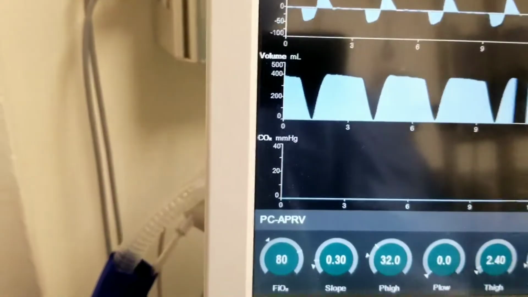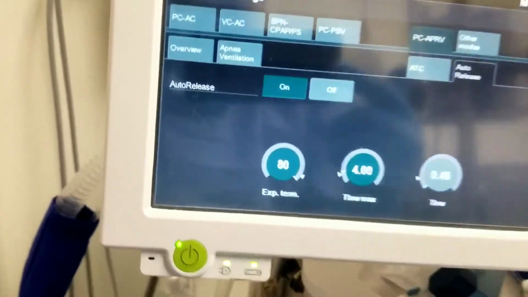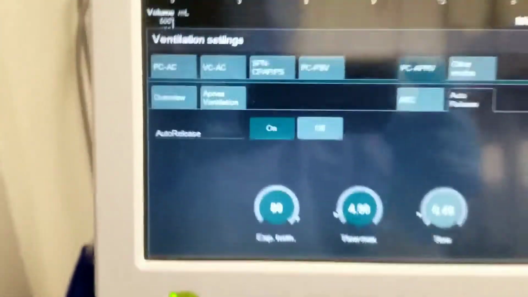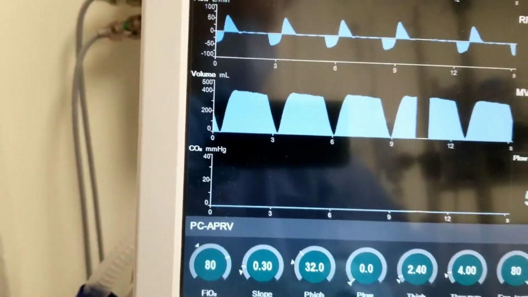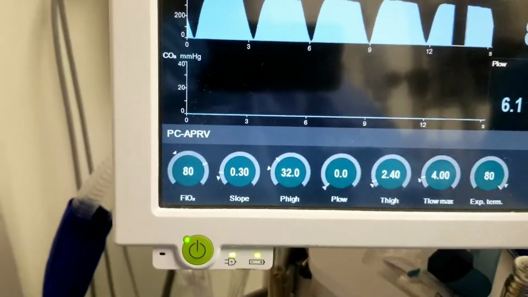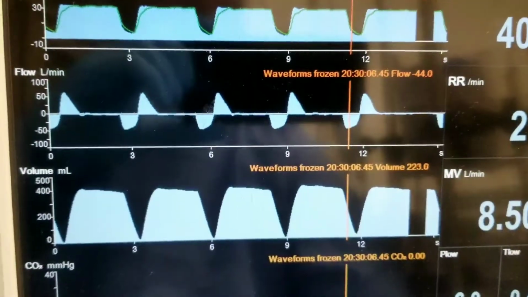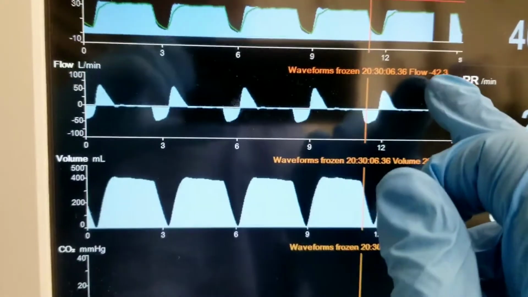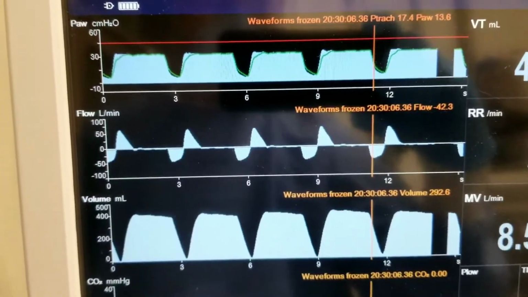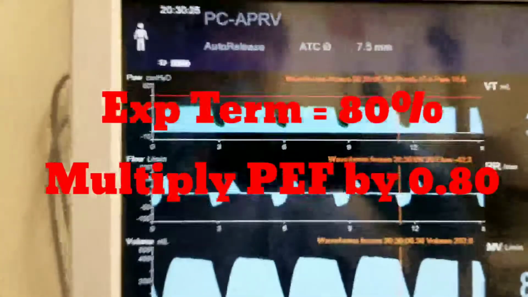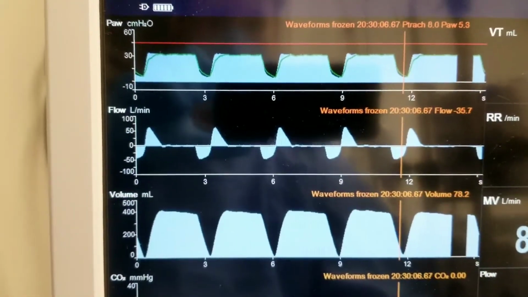Okay, oops. So let's go back here. Sorry, very shaky. There's the auto release option. Okay, now if we didn't have the auto release option on, then we would either have to set the PEEP. We could set it this way over here, or what we would have to do is freeze the waveform. We would have to look here on the flow time waveform, and we would check the peak expiratory flow, that's 42.3. We'd have to multiply the 42.3 times 0.75, and then we would realize the timestamp here, and we would go to 75%, okay?